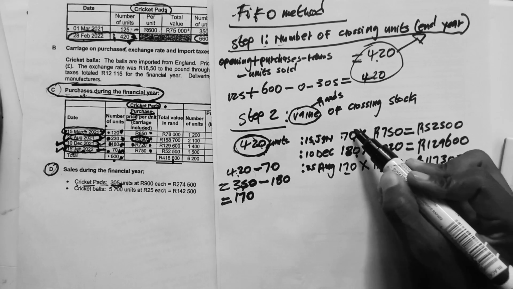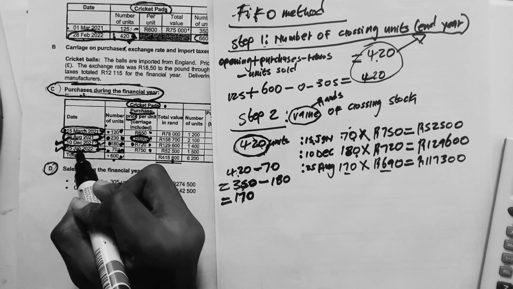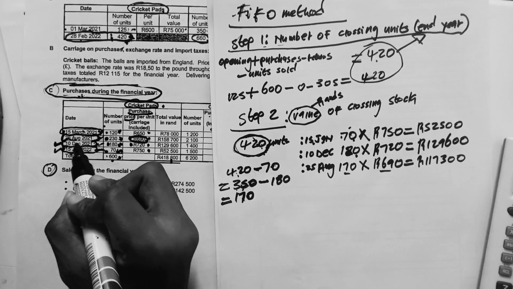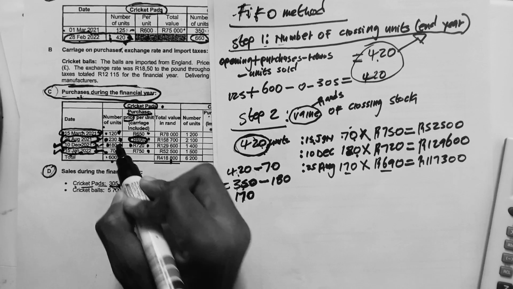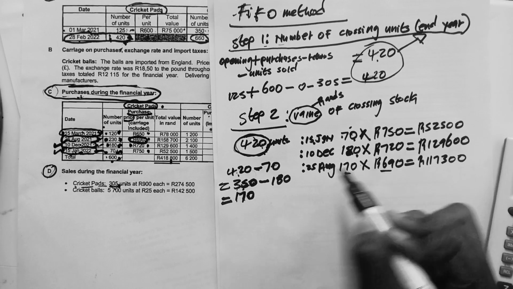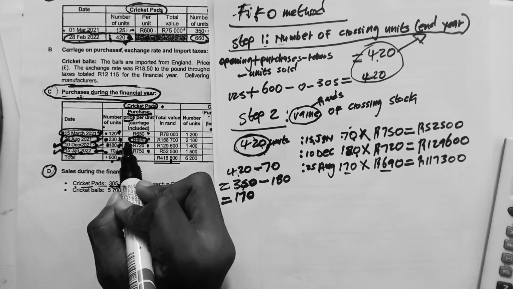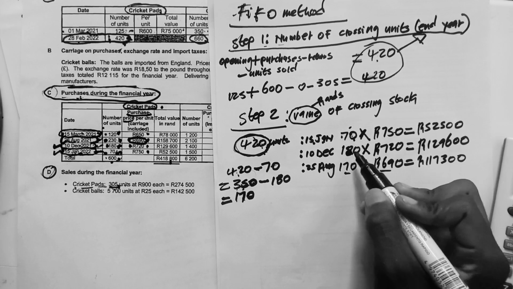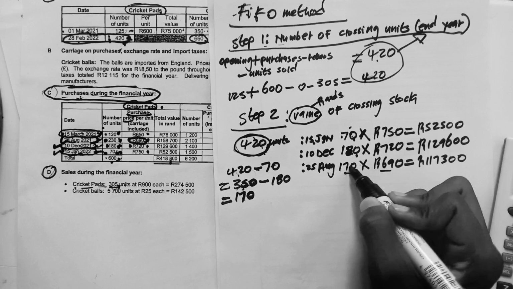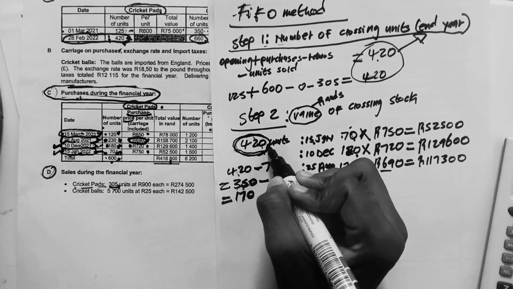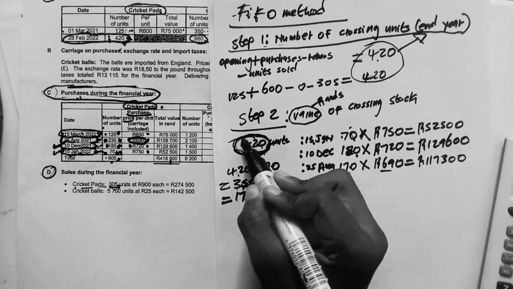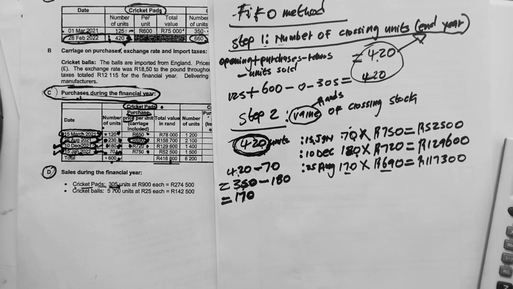We have dealt with the 70 for January, which we got here. Then we have dealt with the 180 for December, which we got here. And then now we've dealt with 25 August. We are left with 170, which we got the price here. So now, when you say 70 plus 180 plus 170, it's going to give you the 420, which means now we know the value of our 420 units. We know how much they cost us. We broke it down piece by piece.